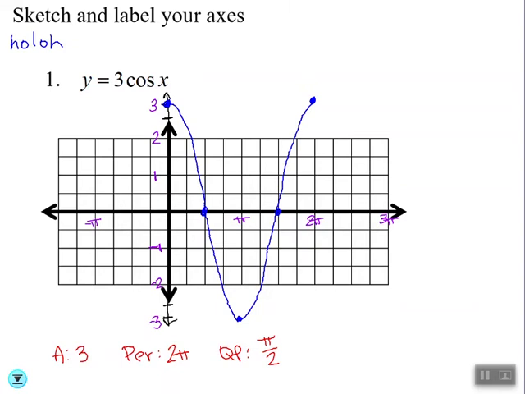So there is one cycle of this graph. We could continue the pattern and have multiple periods, but that's not really necessary. If we take a look at the domain and the range, we could continue this pattern forever. So our domain is negative infinity to infinity. Our range goes from negative 3 to positive 3.